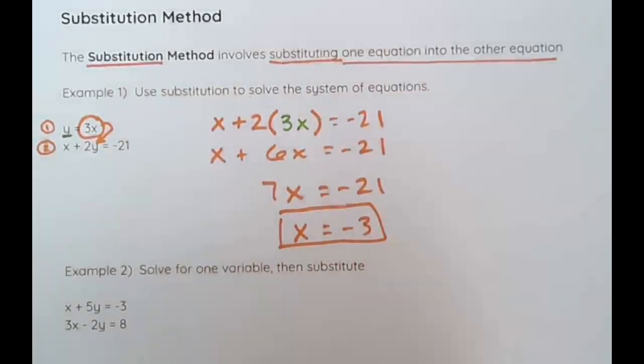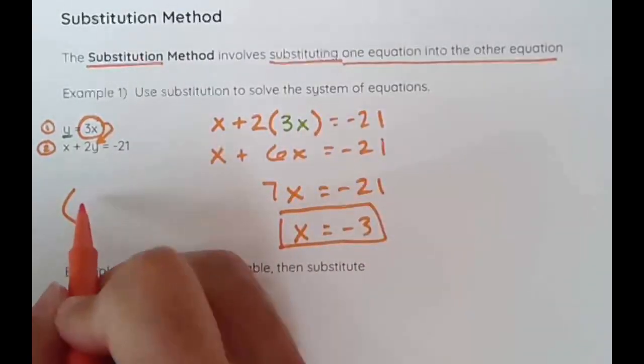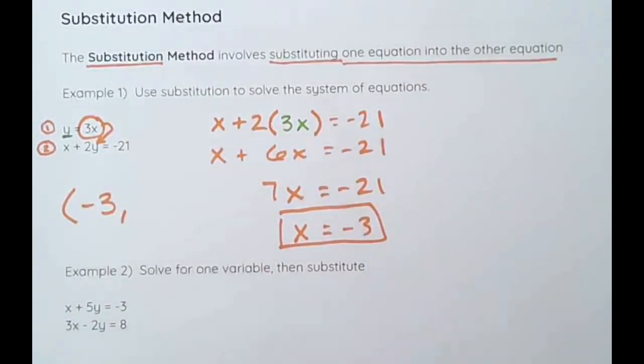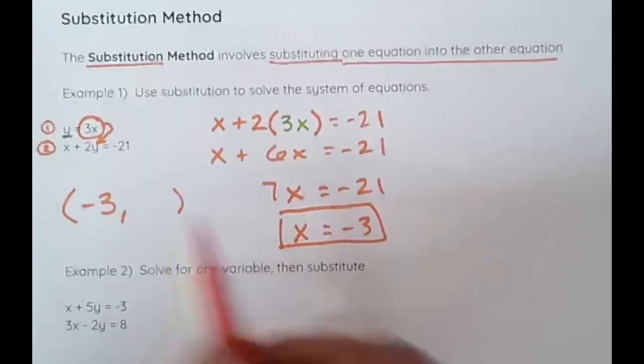So now I know x is equal to negative 3. That is part of my solution. So my solution is going to be a coordinate. So I'm going to put negative 3 in for x. I still need to find the y value of the solution.